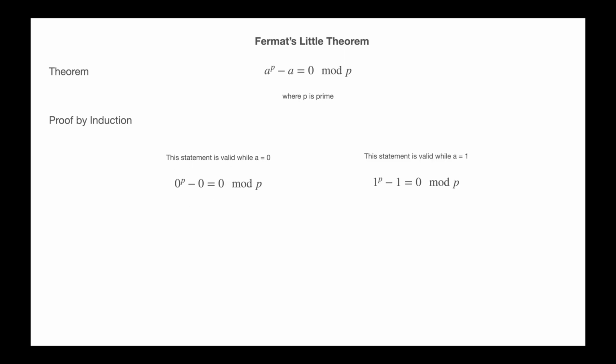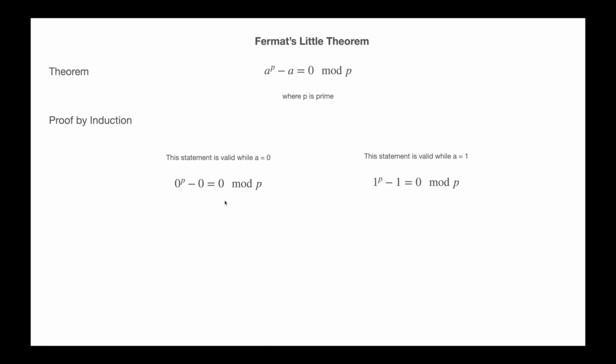Similarly, we already know that this statement is also true for a equal to 1, because 1 to the power of p minus 1 is equal to 0 mod p. Any power of 1 is going to be 1, and 1 minus 1 is going to be 0. Remember that p must be a prime number, that's why the power p must be a number greater than 1. That's why this statement is always true.